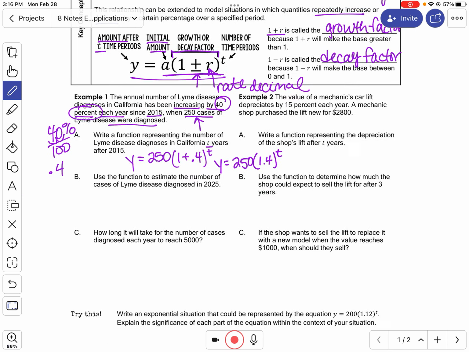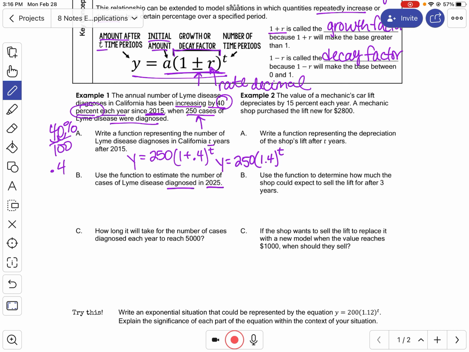So we're using the function on part B to estimate the number of cases of Lyme disease diagnosed in 2025. So we're going to be able to plug into that t for the time. Now we're starting at 2015. We want to go to 2025. So that would be 10 years. So we would have y equals 250 times 1.4 raised to the 10th power, because we're talking about from 2015 to 2025. So when you subtract, you get 10 years.